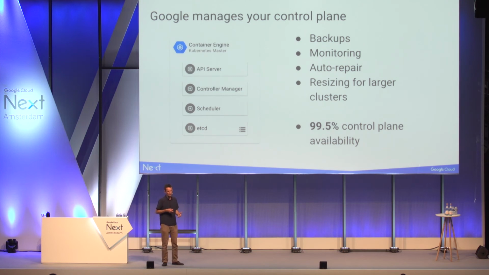So Ego talked about how Google takes care of managing your control plane for you. This takes away a lot of the pain. So routine ops-like stuff you have to do, like handling backups, monitoring, repairing the control plane should something go wrong in the availability zone or wherever it is, the physical hardware. Well, in this case, it's Container Engine, so the availability zone. We take care of keeping it healthy, and we can resize that control plane for larger clusters. And we aim to keep it running for you all of the time.